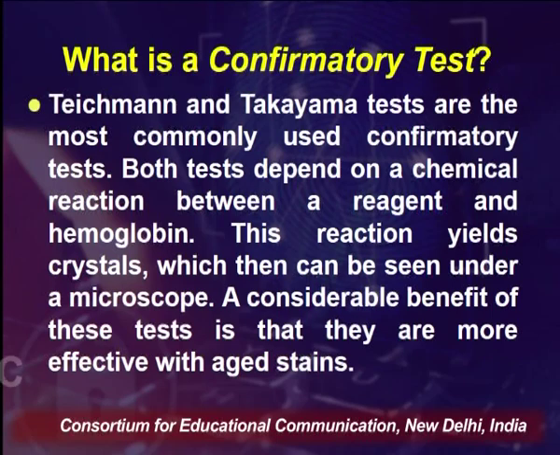The first one is the Takayama test, the other one is the Teichmann test. Both tests are used in the laboratory very commonly. In these tests, we use the Takayama reagent and the Teichmann reagent. After these reagents are put over a slide, crystals appear, which can be further observed under a microscope. A considerable benefit of these tests is that they are more effective with aged stains. In both cases, we put one drop of the reagent on the blood-like substance and then look for what kind of crystals appear on the slide.